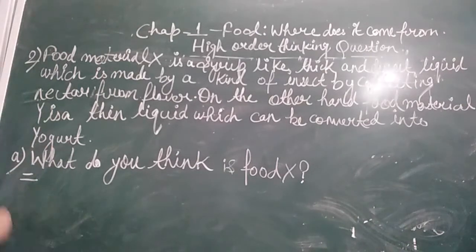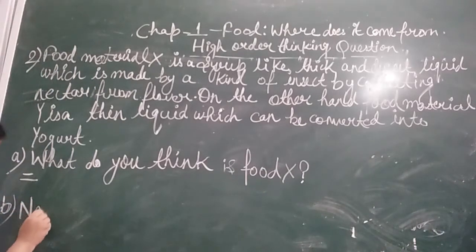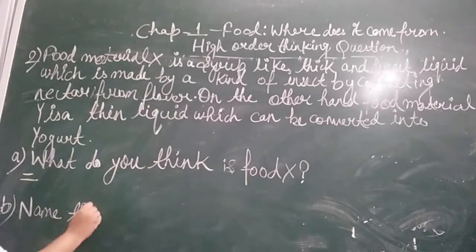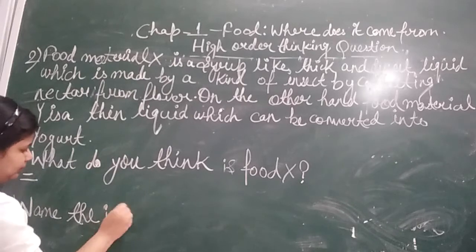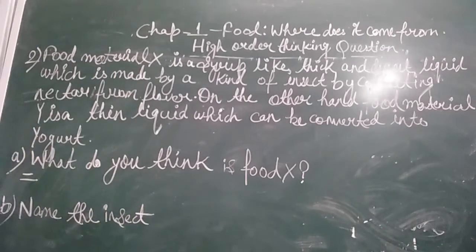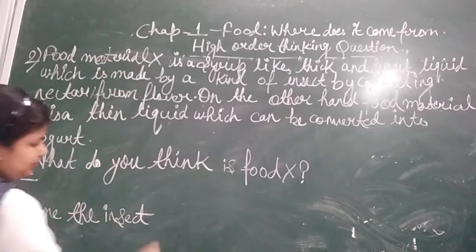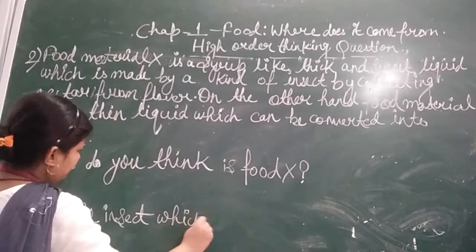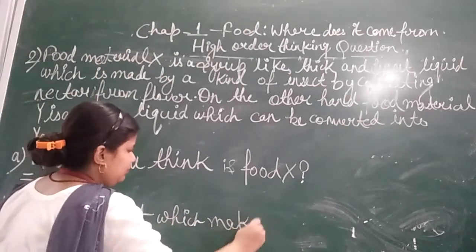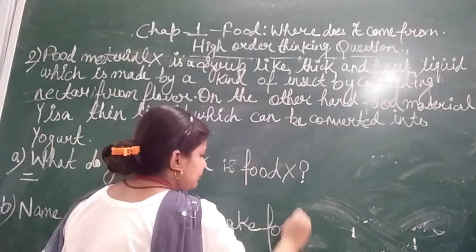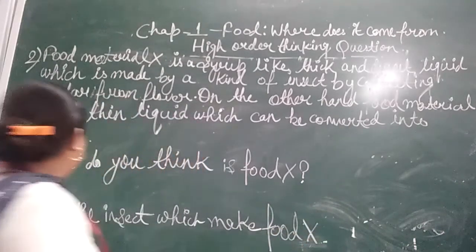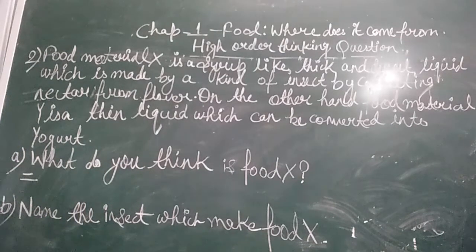I am going to write the second question also. Now question number B. Question number B is, name the insect which made food X.